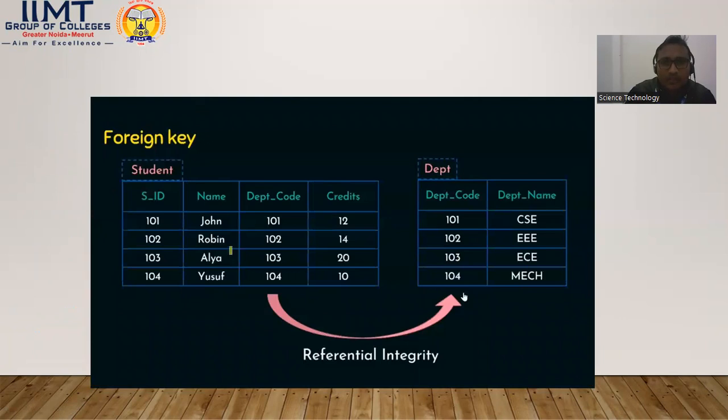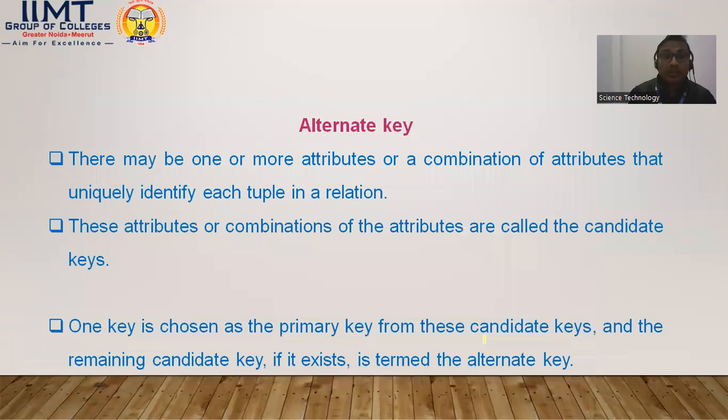The foreign key concept here: department code, department name. Department code is the primary key in the department table, and this primary key also goes into the student table as the foreign key. The department code in the department table is the primary key. This is also called referential integrity. Okay.